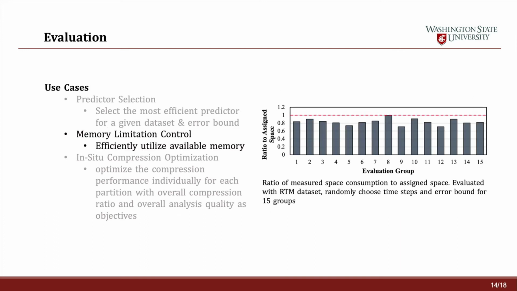And the second use case we propose is memory limitation control, which is, under some memory limitation situations, we want to efficiently utilize the available memory to compress the data as far as possible with a given memory. And on the right-hand side, the dashed red line is our target compression ratio or the target memory utilization. And we can see among our evaluation group of 15 groups, we can always provide very high memory efficiency when utilizing the memory space here. And we have a specific scheme to compress the data so that it can be within the memory limitation. And the detail will be included in the paper.